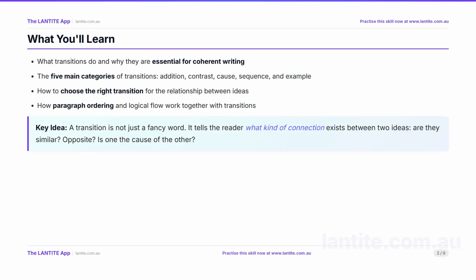The key idea to hold on to is this: a transition is not just a fancy linking word. It tells the reader what kind of connection exists between two ideas. Are they similar? Opposite? Is one the cause of the other? The transition word carries that information.